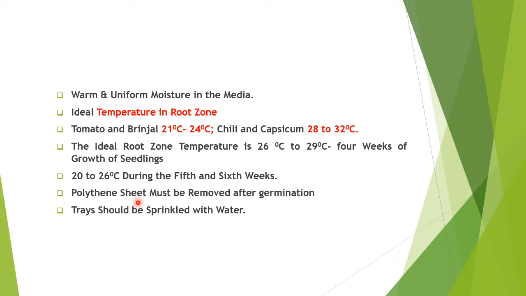And so that means you have to maintain a temperature in the greenhouse where you are raising the seedlings. The temperature is to be maintained as per the plant material which is being propagated. Polythene sheets must be removed after germination. So this is a sort of mulching being done. The aim is to basically increase the temperature which is ideal for the growth of the roots. A tray should be sprinkled with water.